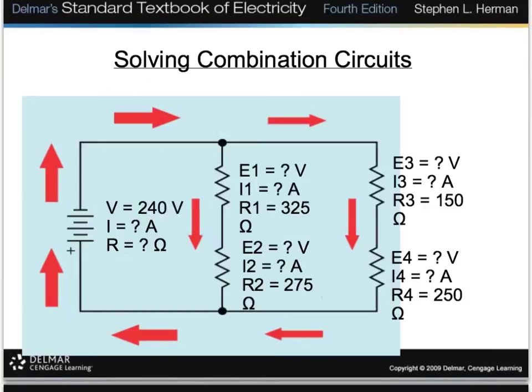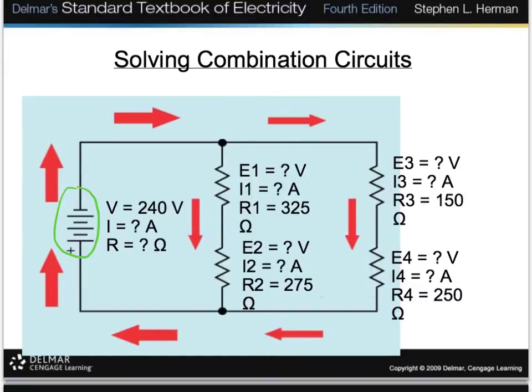Okay, so this is a different combination circuit. We have a battery, and there's R1 and R2, there's R3 and R4. So here's R1, that's this one, here's R2, that's that one, R3 and R4.